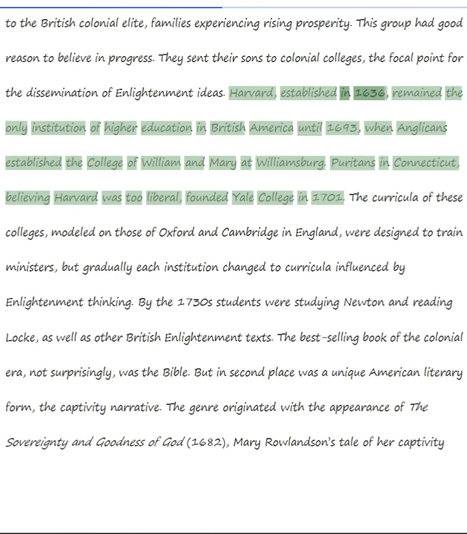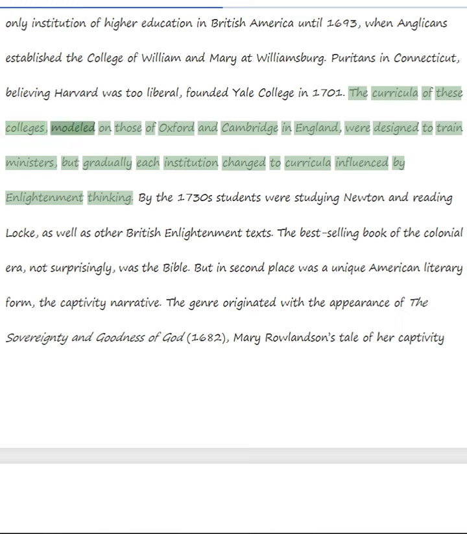Harvard, established in 1636, remained the only institution of higher education in British America until 1693, when Anglicans established the College of William and Mary at Williamsburg. Puritans in Connecticut, believing Harvard was too liberal, founded Yale College in 1701. The curricula of these colleges, modeled on those of Oxford and Cambridge in England, were designed to train ministers, but gradually each institution changed to curricula influenced by Enlightenment thinking.